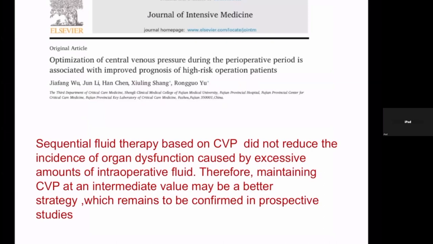So coming to implications of CVP in current day's practice. In an original article in Elsevier, published by Jiafang Wu et al., they found that sequential fluid therapy based on central venous pressure did not reduce the incidence of organ dysfunction. Therefore, maintaining CVP at an intermediate value will be a better option.